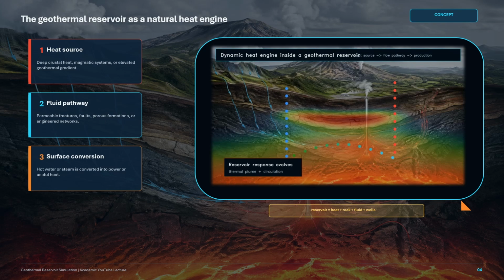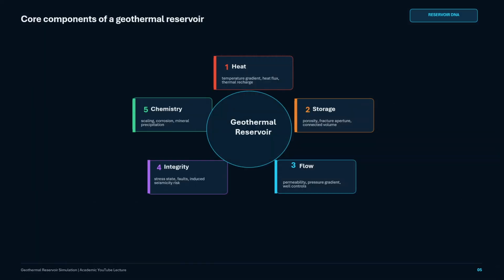This slide summarizes the dynamics of a geothermal reservoir. First is heat: the geothermal gradient, heat flux, and thermal recharge rate. Second is storage: porosity, fracture aperture, connected volume, and the amount of hot rock contacted by the fluid. Third is permeability. Without connected flow paths, heat cannot be produced economically. Fourth is chemistry and integrity. Minerals can precipitate or dissolve, wells can scale, and stress changes can alter fractures.